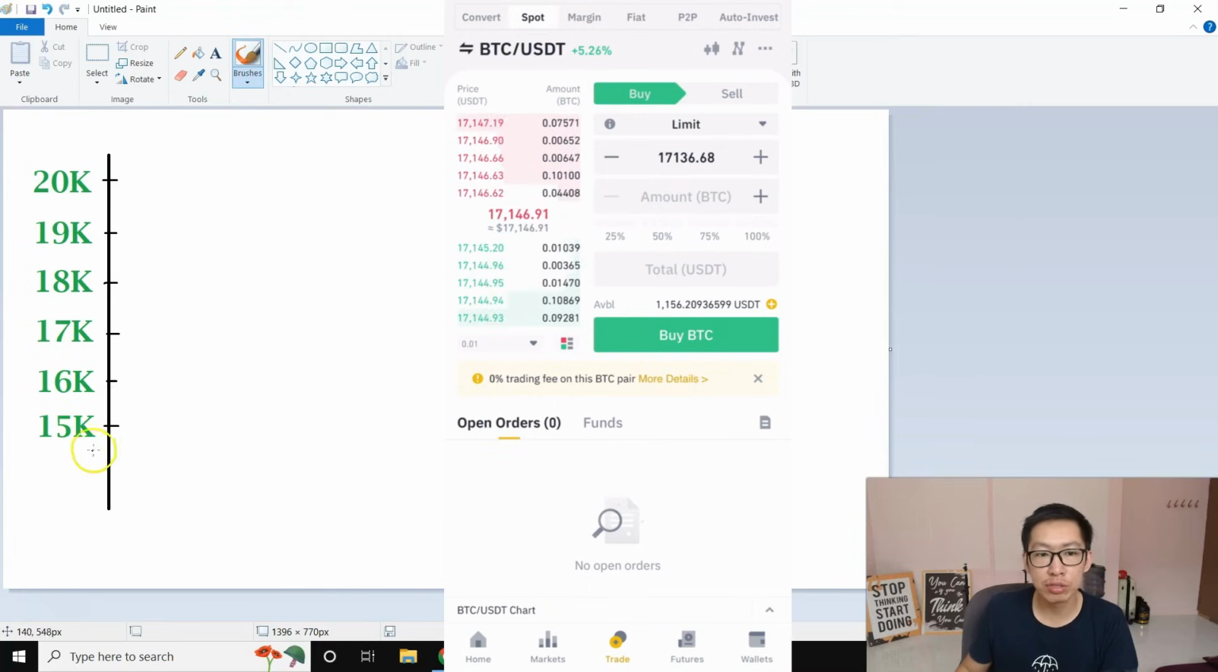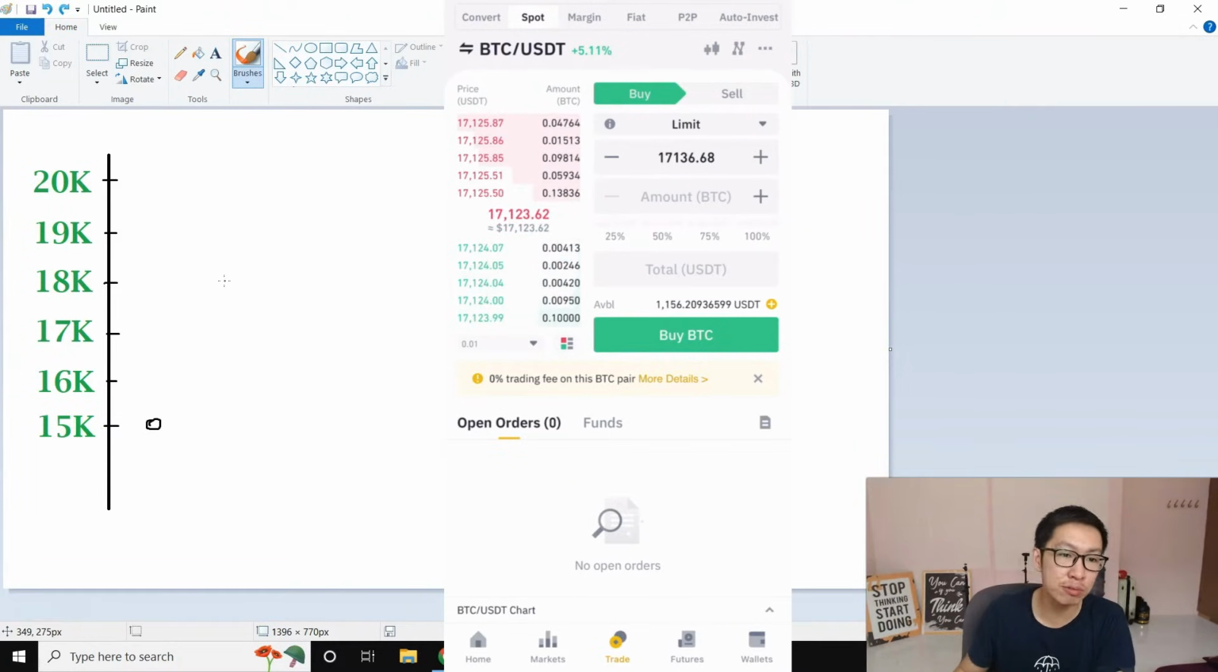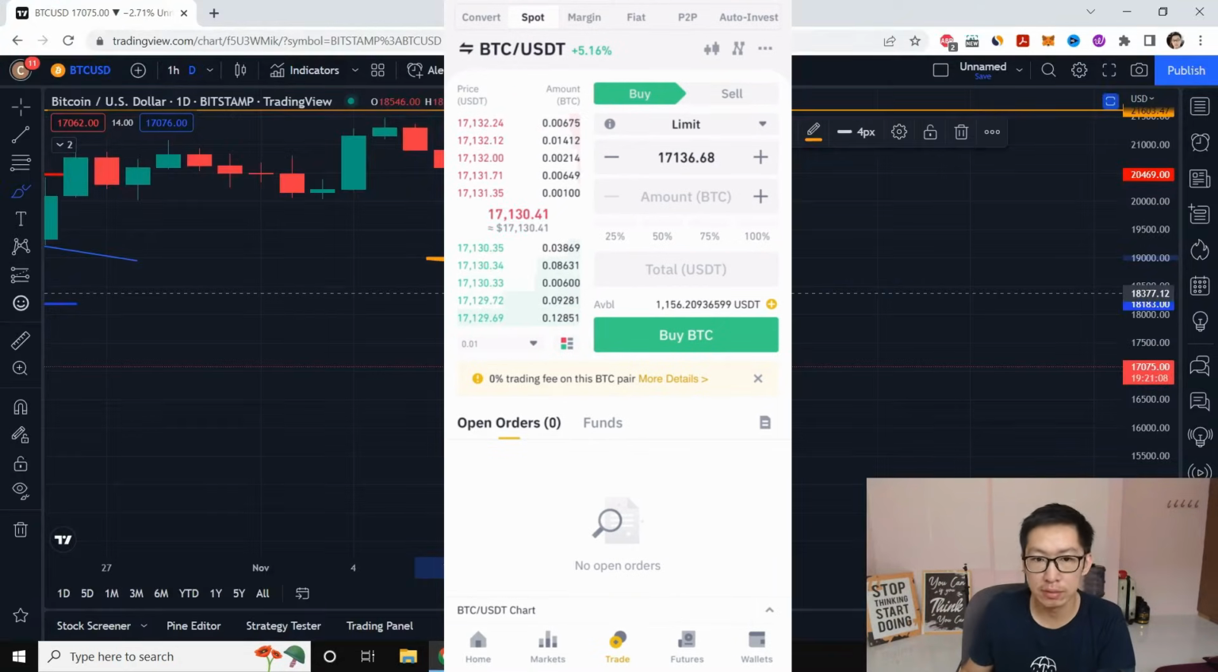So if Bitcoin dropped to 15k, right here, and I buy everything, $1,000, $1,000, $1,000, if it goes up to 16k, I will sell the $1,000 that I bought at 15k. Okay, if it goes up again to 17k, I will sell my 1k that I bought at 16k, and on and on. So this is how you can trade and make money quickly with trading Bitcoin, and that's what I did.